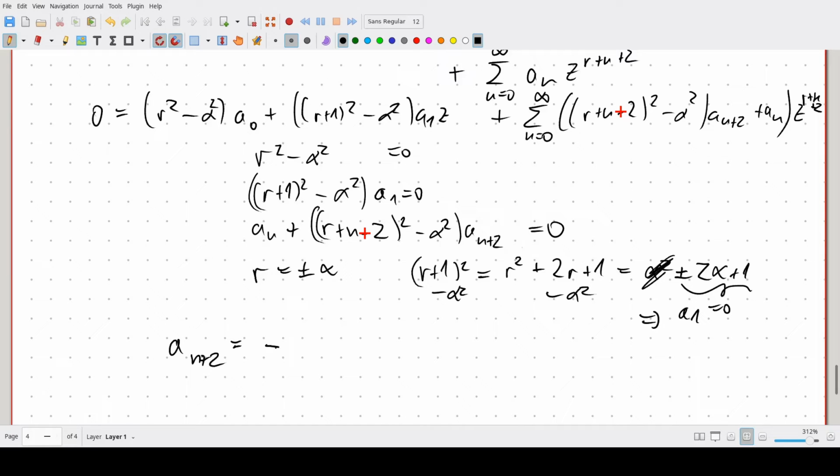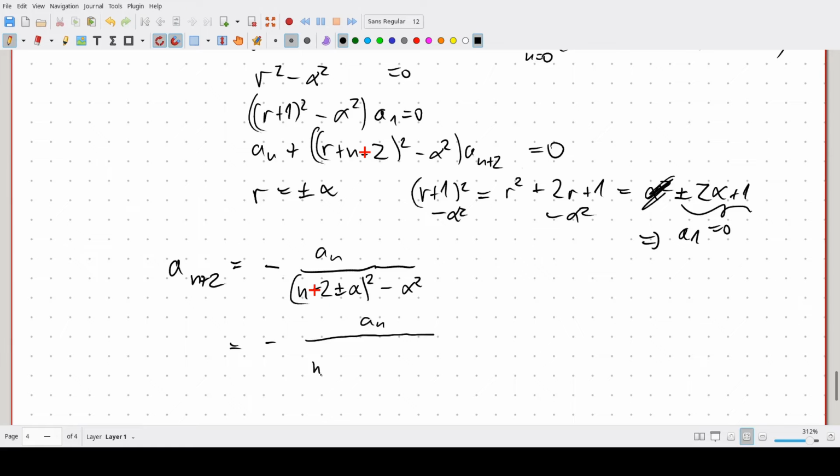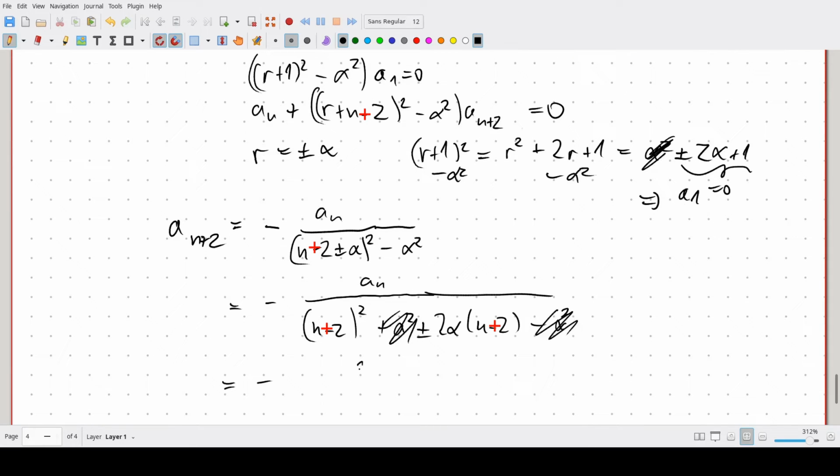is equal to minus a_n divided by (n-2 plus or minus alpha) squared minus alpha squared. Not r, n minus 2. So this is (n minus 2) squared plus alpha squared plus or minus 2 alpha (n minus 2) minus alpha squared. So that is minus a_n divided by (n minus 2) times (n minus 2 plus or minus 2 alpha).